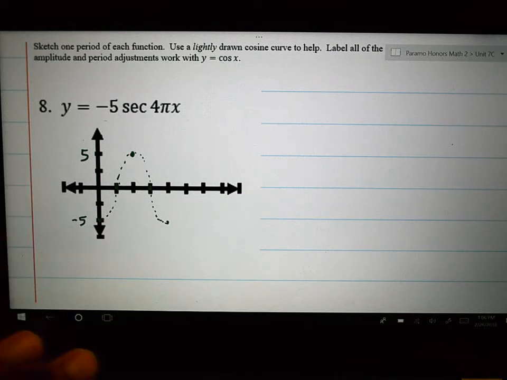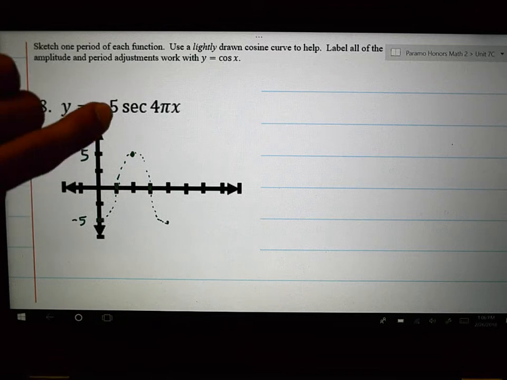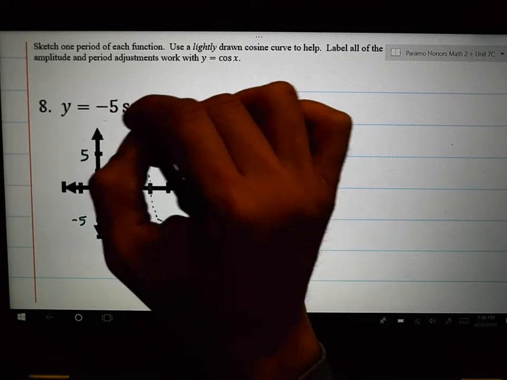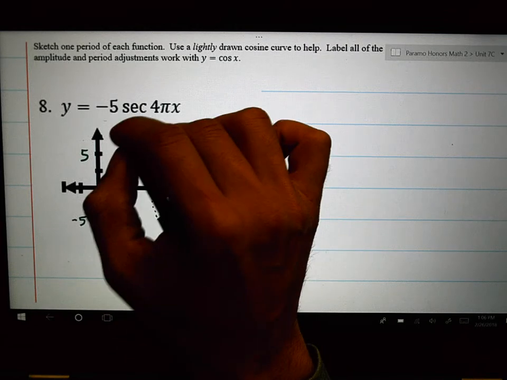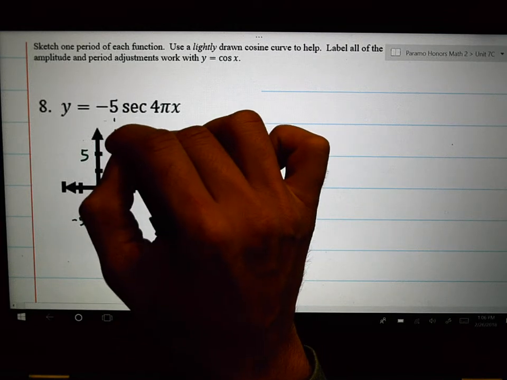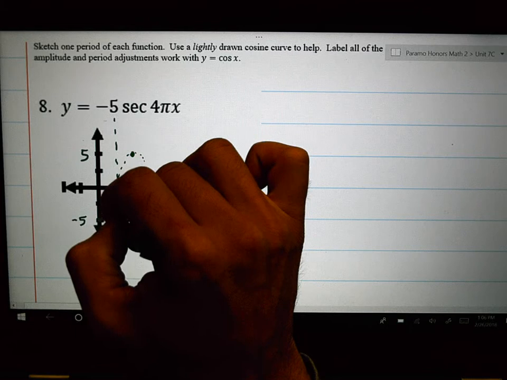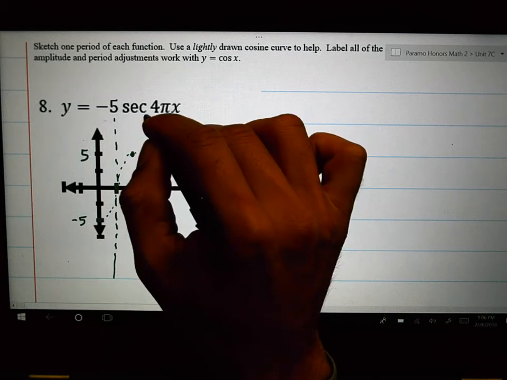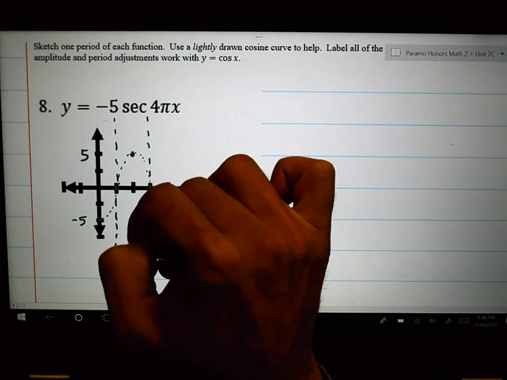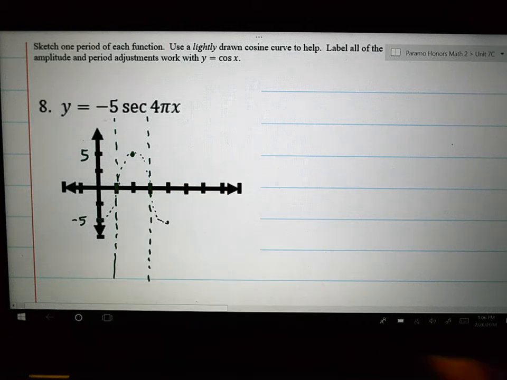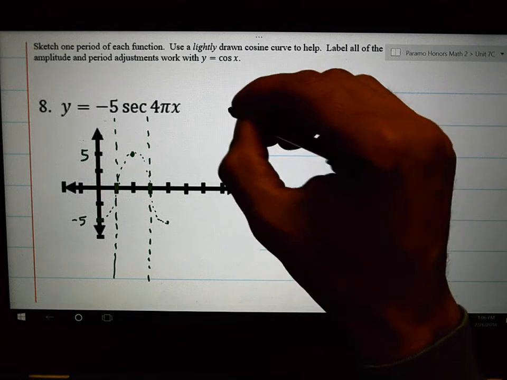Now, this is not our real graph. Our real graph for secant will be wherever the cosine is equal to 0. So I just take these x-intercepts and I draw some asymptotes like that, some boundary lines. The only thing I didn't do that I probably should have done right when I started is figure out what the period is.